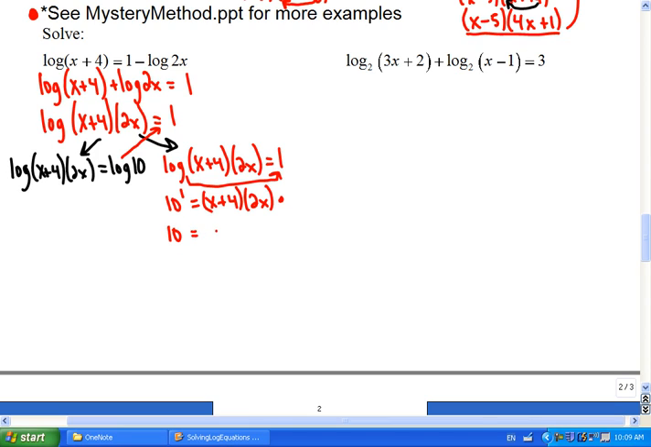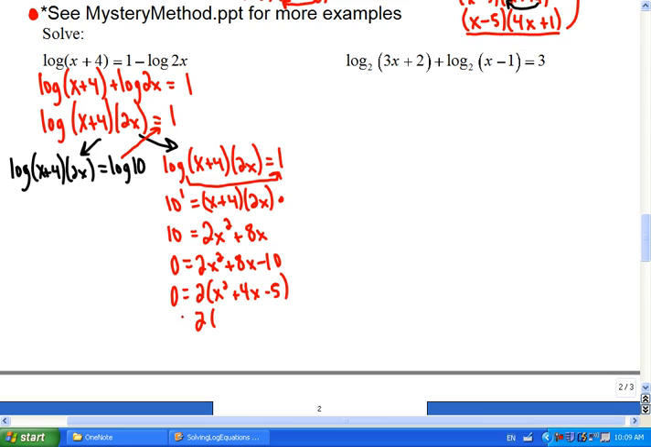So if I was to multiply this out, I'll get 2x squared plus 8x, and there's a greatest common factor here, so I should try that first. And that I can factor as x, let's see here, plus 5 and minus 1. So I would get answers that are x equals negative 5 or positive 1.